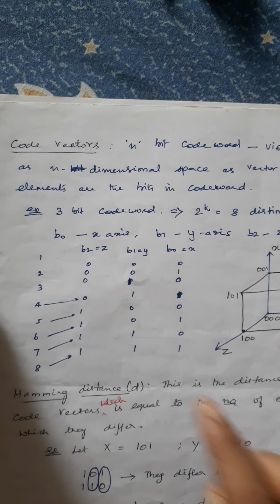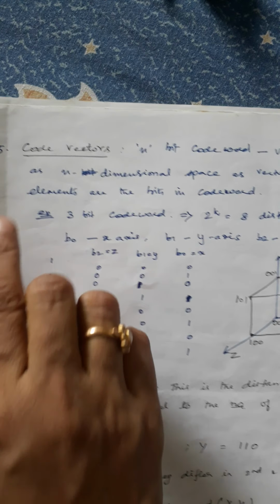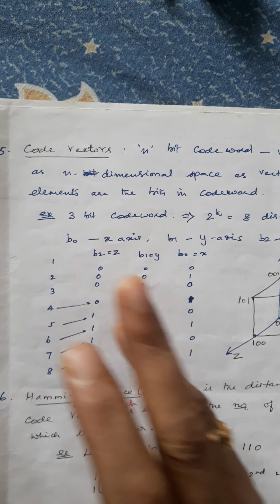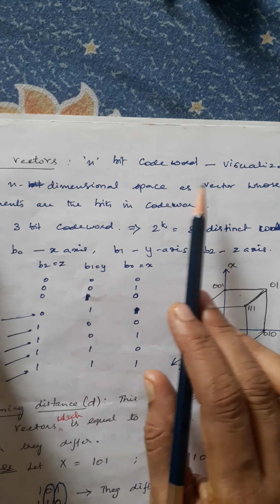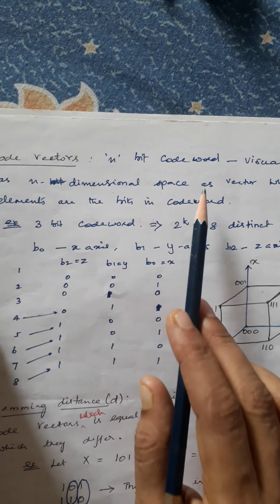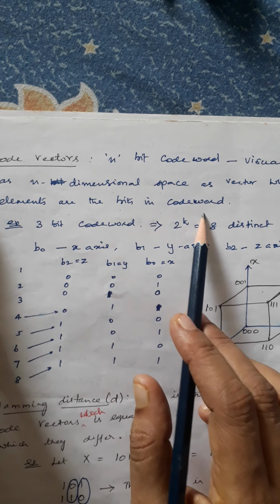We will see the remaining terms related to error control coding. The next term related to error control coding is the code vector. So what is it? A code vector is nothing but a code word which comprises n bits, and it is visualized in n-dimensional space as a vector whose elements are the bits in the code word.